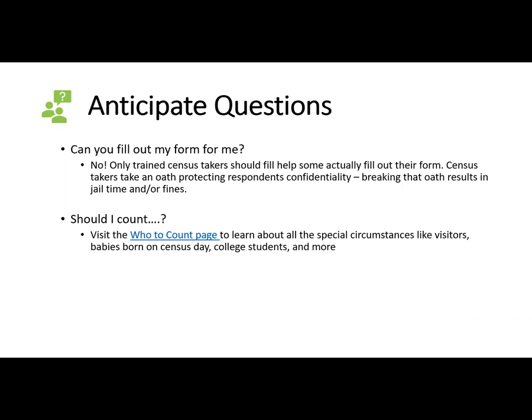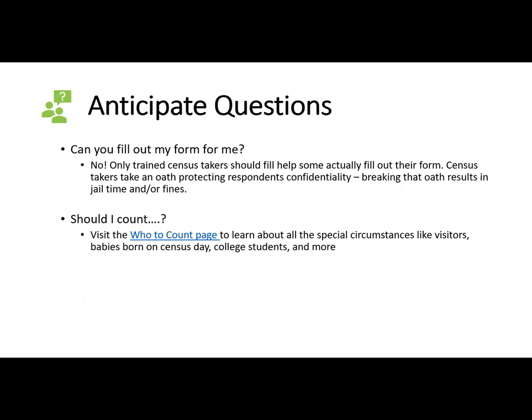The first is, can you fill out the form for me? Should library workers help people fill out their forms? The answer to that is no. Only trained census takers should actually help someone fill out their form. Census takers take an oath that is legally binding. So if they share confidential data that they learn from helping someone fill out their census, that could be subject to jail time or fines. You have taken no such oath as a library employee, so you can help people get to the census and you can help them find the answers to their questions, but you should never actually fill out someone's form for them.